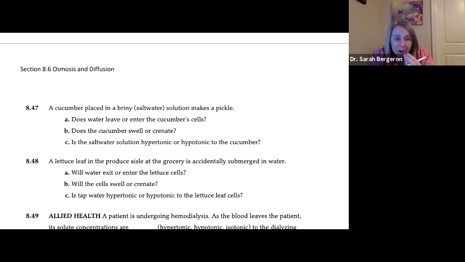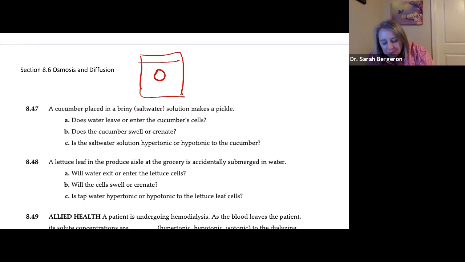It kind of gets shriveled, right? Okay, so keep that in mind. All right, does water leave or enter the cucumber cells? Well, think about it, right? If you put your cucumber into, we're going to call it a beaker, and instead of a cucumber, I'm going to call it a cell, right? Because it's the same thing.